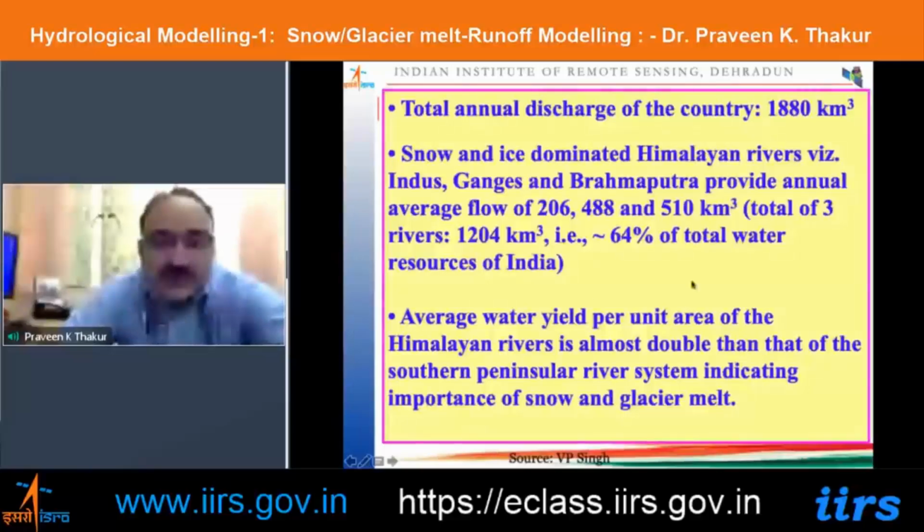So 64% of India's water sources are represented by these three rivers, and they provide the water during the lean season. That means during March, April, May, June, when the other sources of water like groundwater or other components are relatively less, because this is the pre-monsoon time period, when we get very little rainfall.